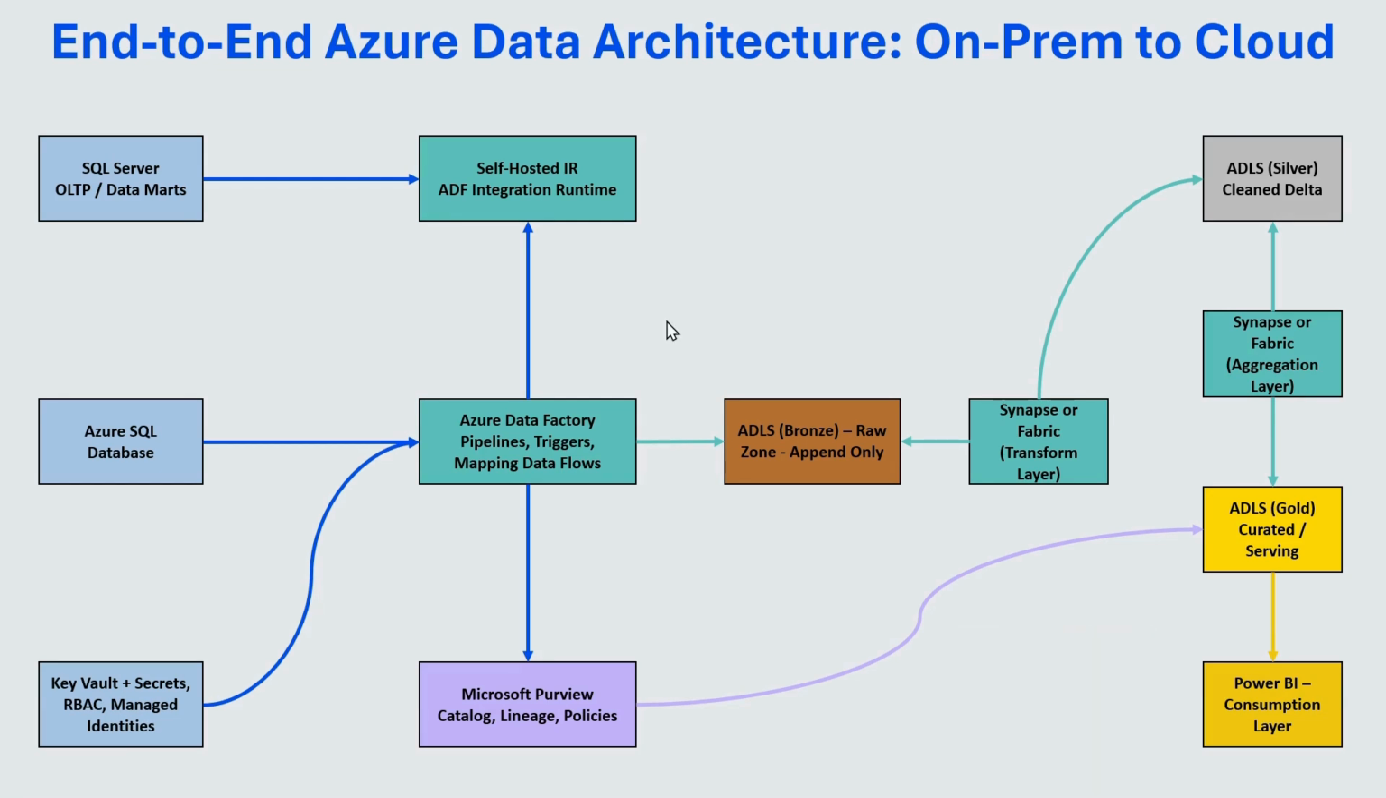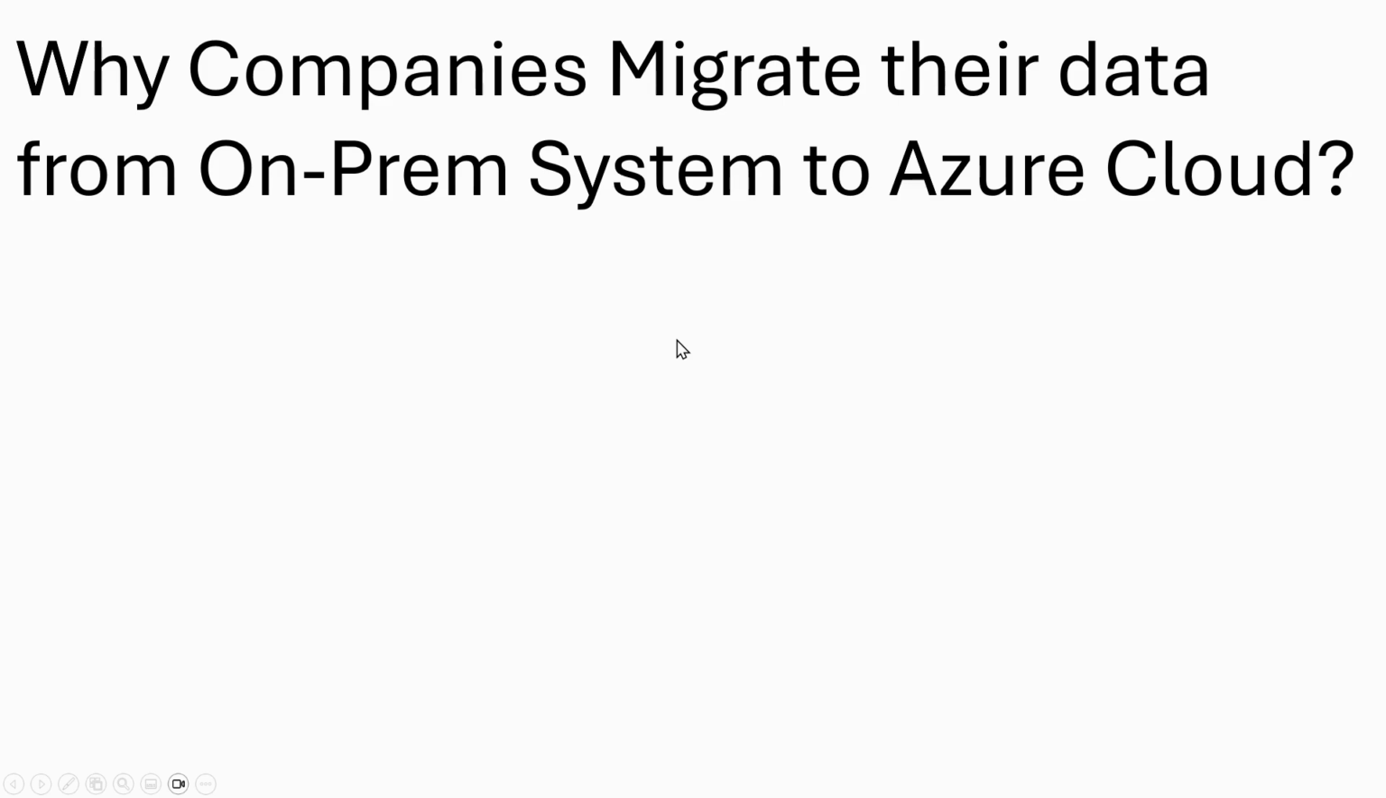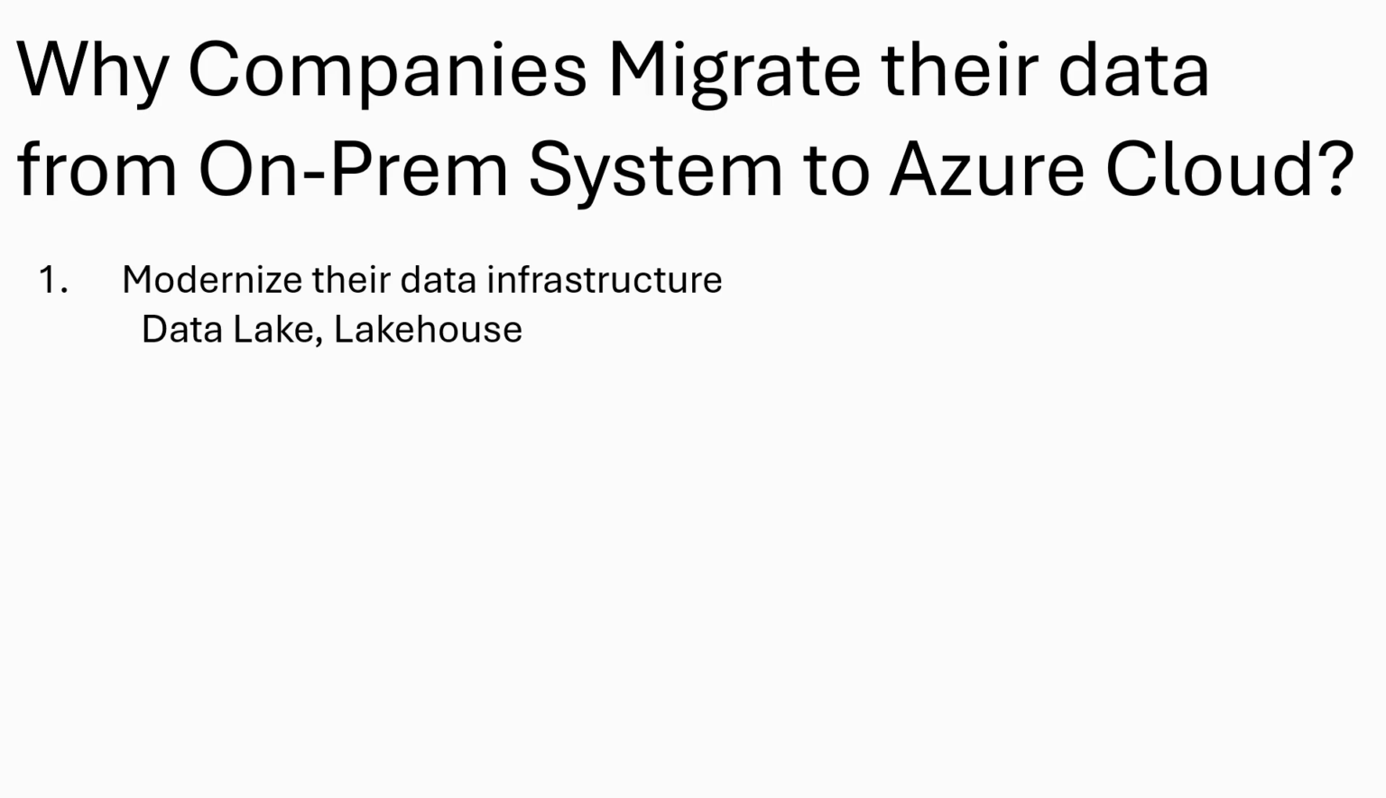All right, so let's answer this question first. Why are many companies migrating their data to the cloud environment? There are a lot of reasons for that, but the top five, I summarized them here. Basically, companies want to modernize their data infrastructure. Having your data in the cloud environment gives you the capability to utilize a one-lake data lake or lakehouse architecture. That basically gives you the capability to host heterogeneous data types.